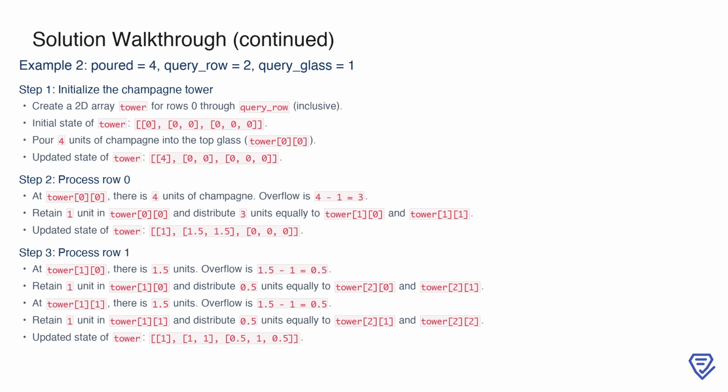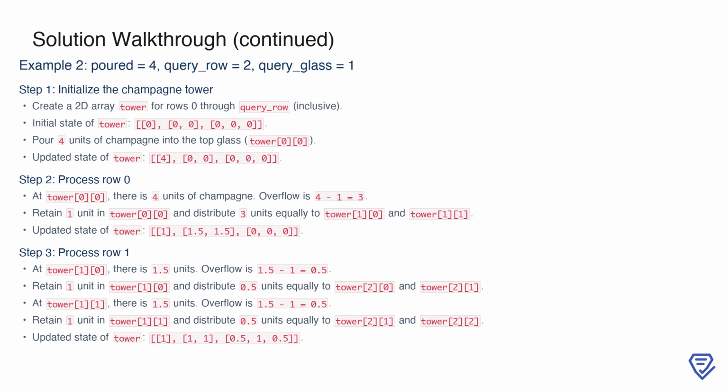In this example, we pour 4 units of champagne and query the amount in row 2, glass 1. First, we initialize the champagne tower. Since the query involves row 2, we create an array with 3 rows: 0, 0, 0, 0, 0, 0. Initially, all glasses are empty. We then pour 4 units of champagne into the top glass at tower[0][0], which updates the tower to 4, 0, 0, 0, 0, 0.